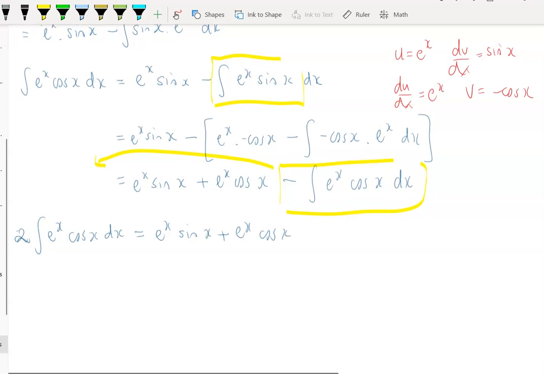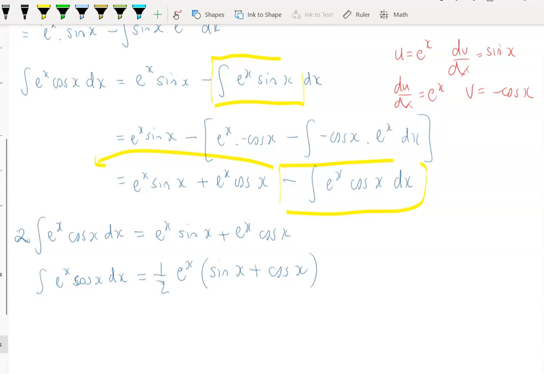Okay? Remembering what I want in the first place is just the integral of e to the x cos x. So I've got one on both sides. By moving it to the other side, the negative becomes a positive. And I've got two of them. So if I get rid of that 2, the integral of e to the x cos x dx, which is what I want, is going to be a half, divide both sides by 2, e to the x, and then I'm just going to collect like terms, plus c.